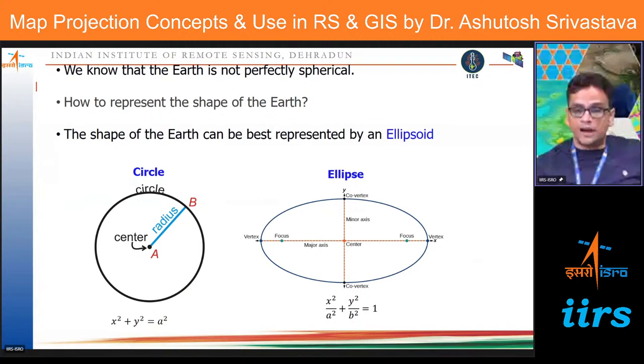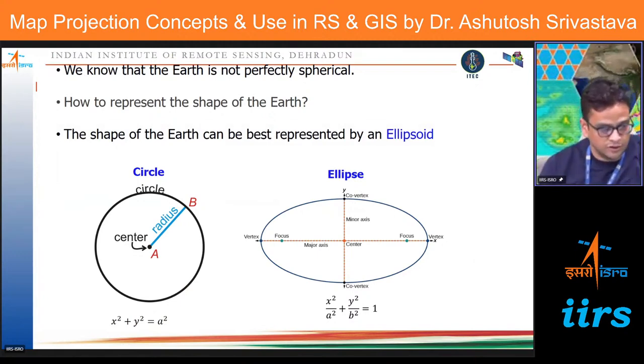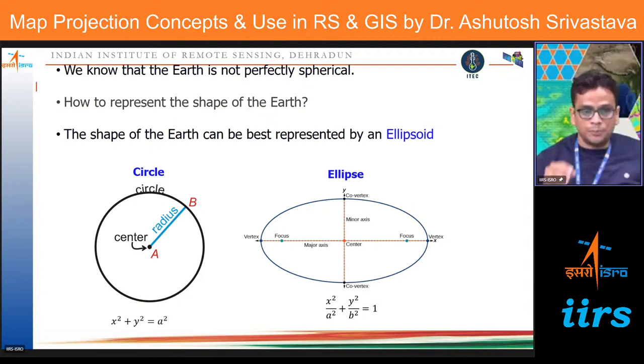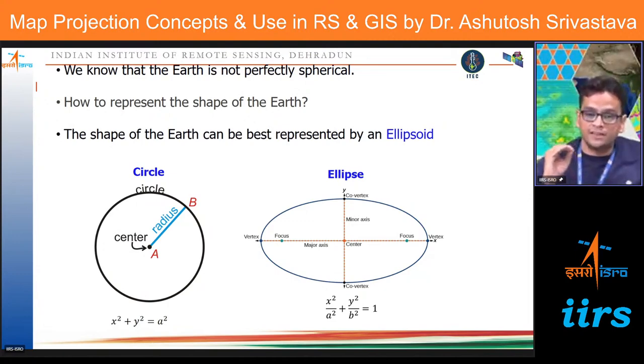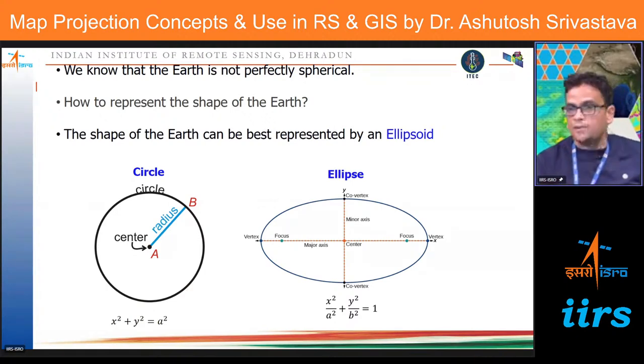We know that the Earth is not perfectly spherical, as I told you. So how do we represent the shape of the Earth? The shape of the Earth can be best represented by an ellipsoid. Now, some of you may be aware of the ellipsoid, but still I will explain so that those who are not aware will come to know.